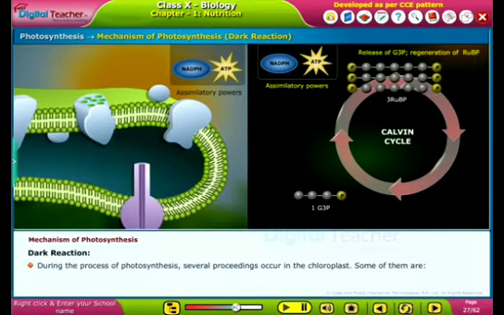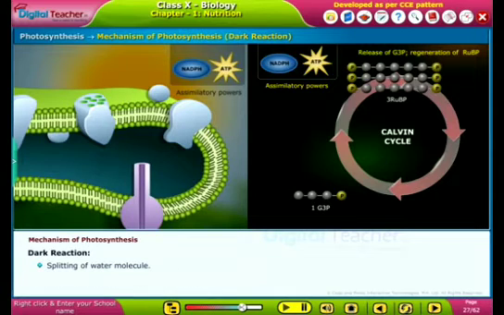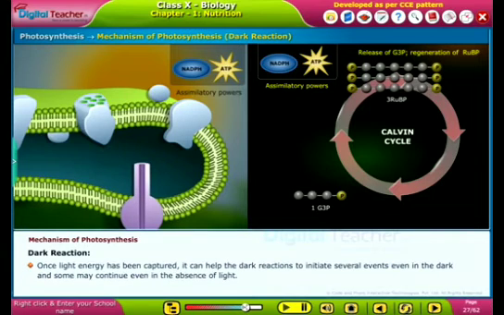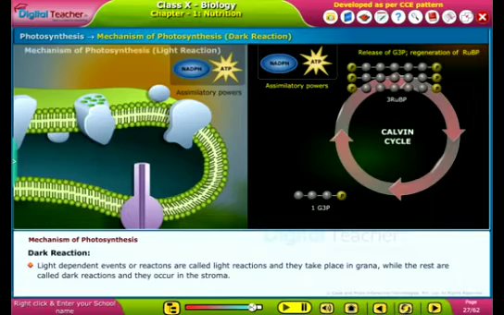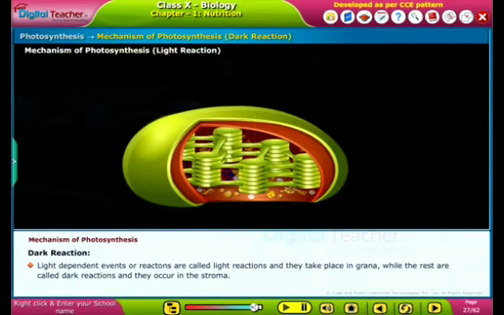During the process of photosynthesis, several events occur in the chloroplast. Some of them are converting light energy into chemical energy, splitting of water molecules, and reduction of carbon dioxide to carbohydrates. Once light energy has been captured, it can help the dark reactions to initiate several events, even in the dark, and some may continue even in the absence of light. Light-dependent events or reactions are called light reactions, and they take place in grana, while the rest are called dark reactions and they occur in the stroma.